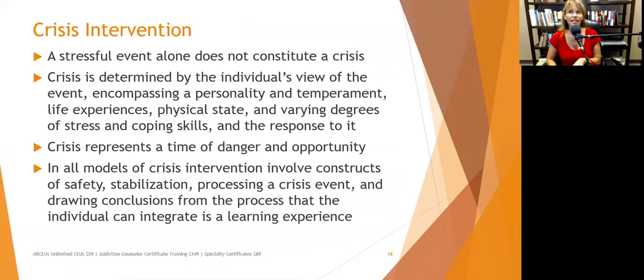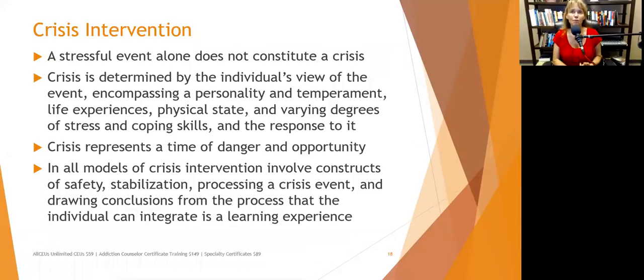Crisis is determined by the individual's view of the event, their personality and temperament, their life experiences, their current physical state. If they're intoxicated or withdrawing or in pain, it's going to impact them differently than if they are physically well-rested, nourished, and healthy. And varying degrees of stress and coping skills and their response to the situation. So, even think about yourself. On any given day, you may respond better or poorly to a situation based on how rested you are, whether you feel healthy or sick, and how much social support you have. So we need to really recognize that crises can differ.